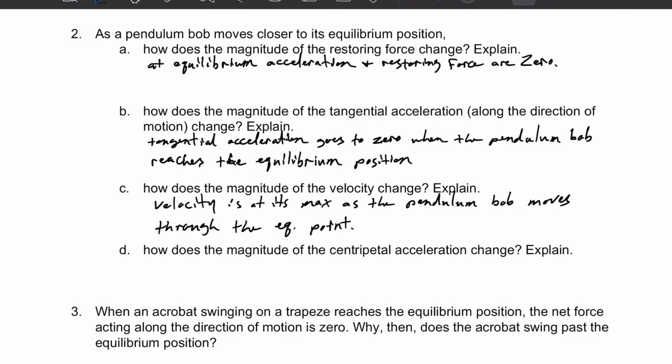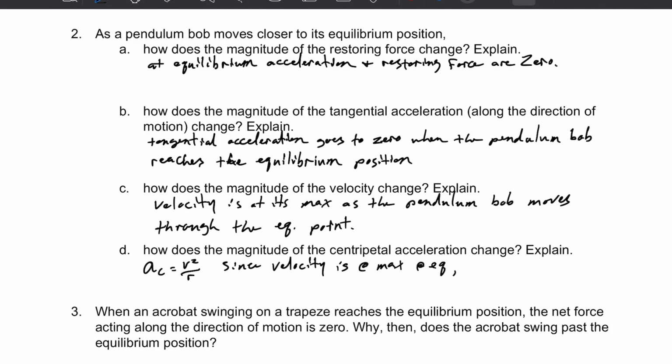How does the magnitude of the centripetal acceleration change? Remember, centripetal acceleration is that center-seeking acceleration. This is back from circular motion and is calculated as v squared over r. Well, the radius isn't changing with a pendulum bob. That's already set by the pendulum itself, but the velocity is. So if we can get a maximum velocity, that would be maximizing the numerator of this fraction. We would then be maximizing the centripetal acceleration.